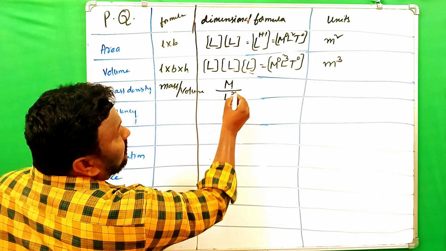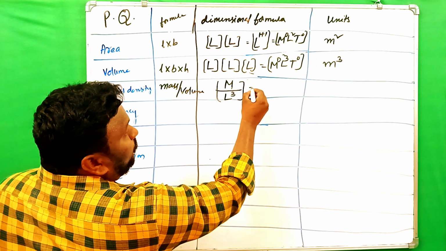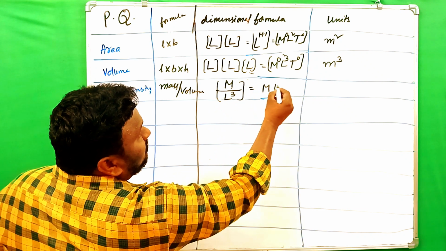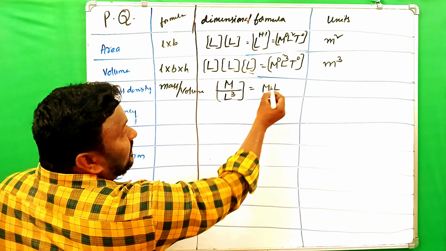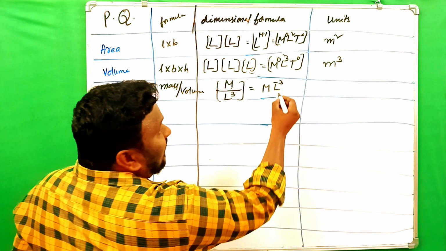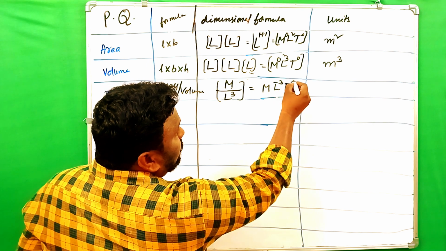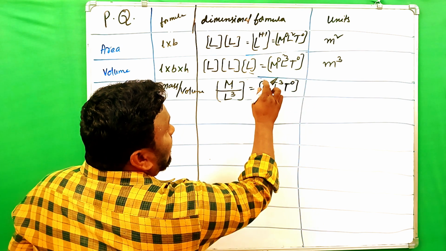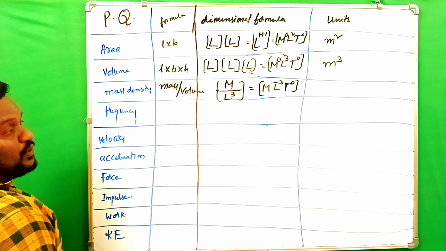Volume means what? L cube. Clear? What right here? M L cube. పైకి వస్తే L to power of -3 అవుతుంది. And there is no t, that's what right, t to power of 0. So M L inverse 3, t to power of 0.